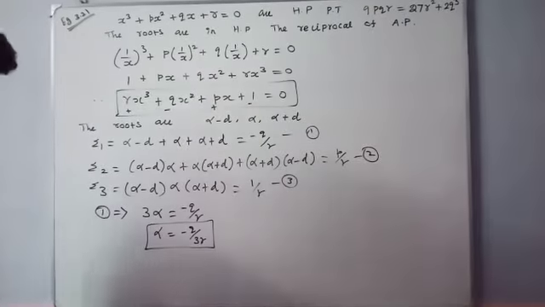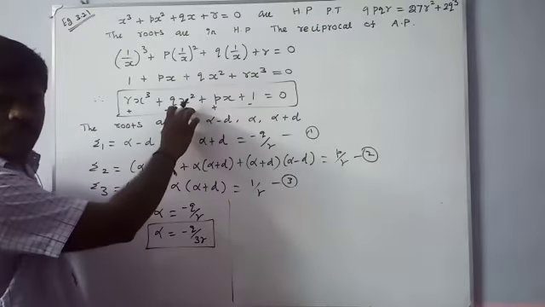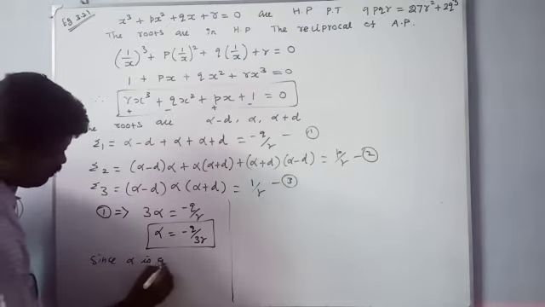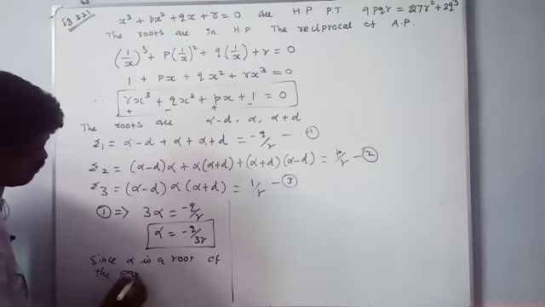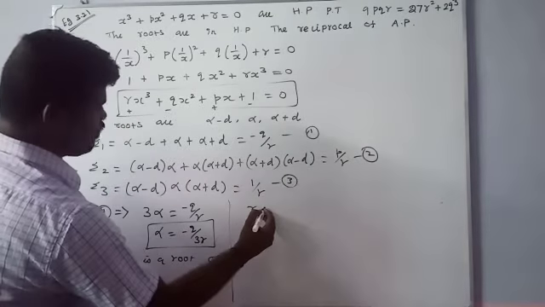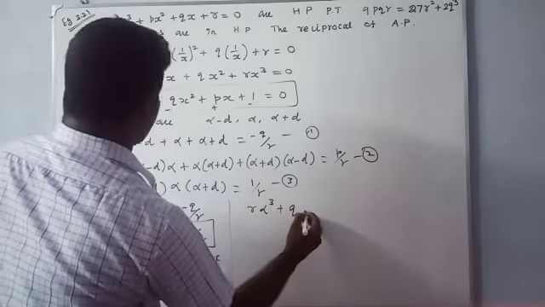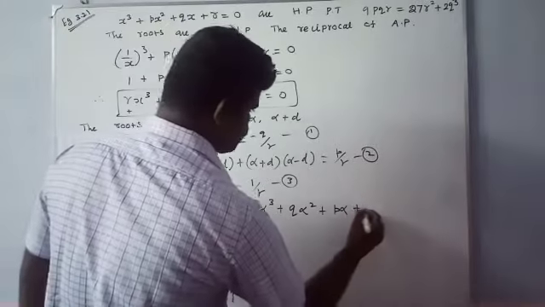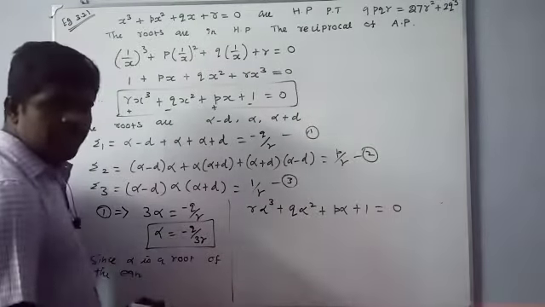Alpha is equal to minus q by 3r. Alpha is one root of this equation. Since alpha is a root of the equation rx cube plus qx squared plus px plus 1 equals 0, that means r alpha cube plus q alpha squared plus p alpha plus 1 equal to 0. Now we want to apply the alpha value, minus q by 3r.